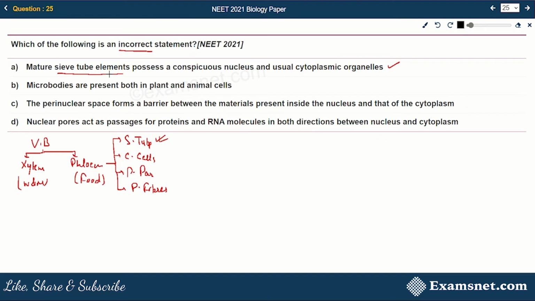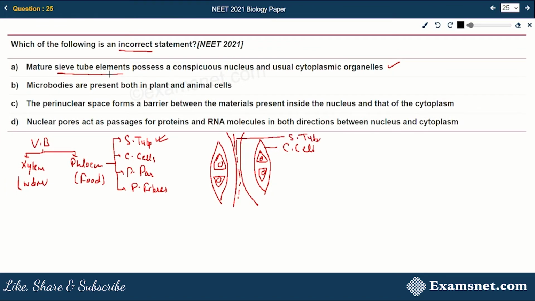Now these sieve tube elements remain in association with a special type of cells known as companion cells. These companion cells consist of nuclei, but the sieve tube elements do not contain nuclei. These sieve tube elements are arranged longitudinally with the companion cells. So can you identify? This is the companion cell, whereas this is the sieve tube element. The end walls of the sieve tube elements are perforated in a plate-like manner to form sieve plates.